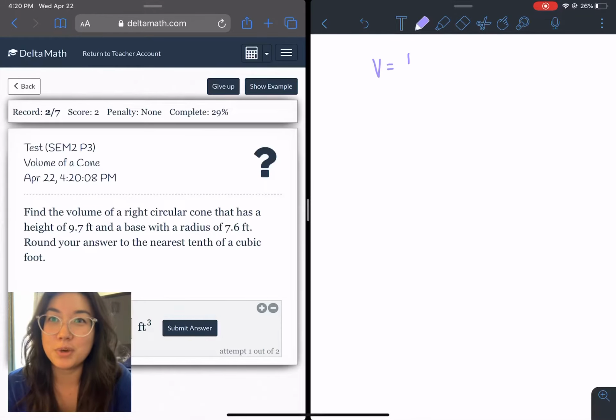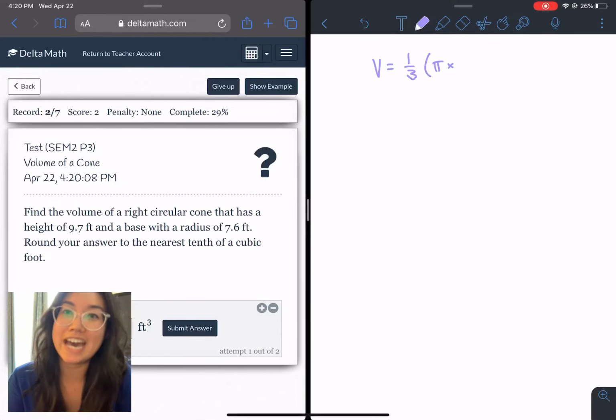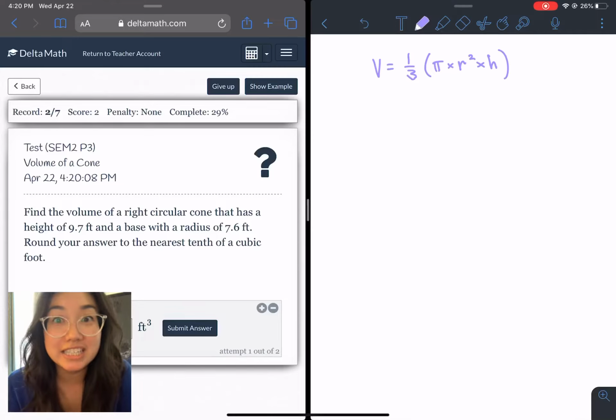All right, so this problem says find the volume of a right circular cone that has a height of 9.7 feet and a base with a radius of 7.6 feet. Round your answer to the nearest tenth.